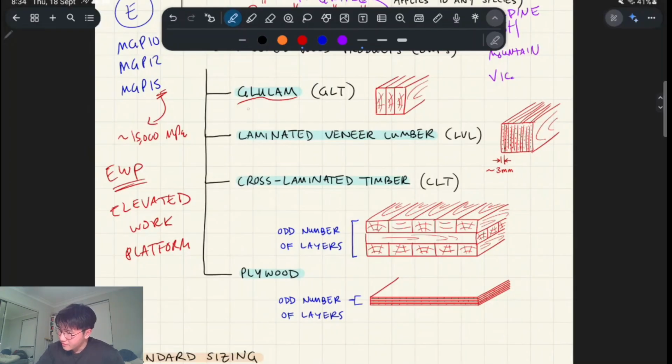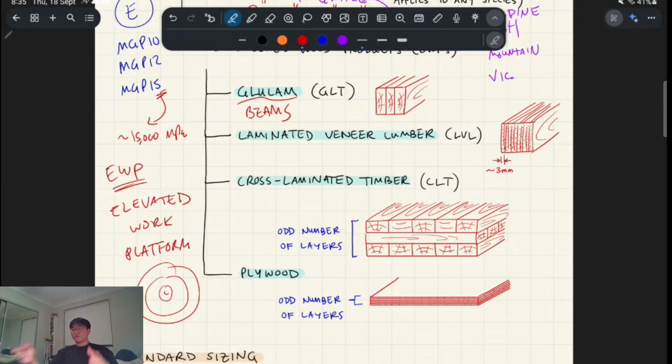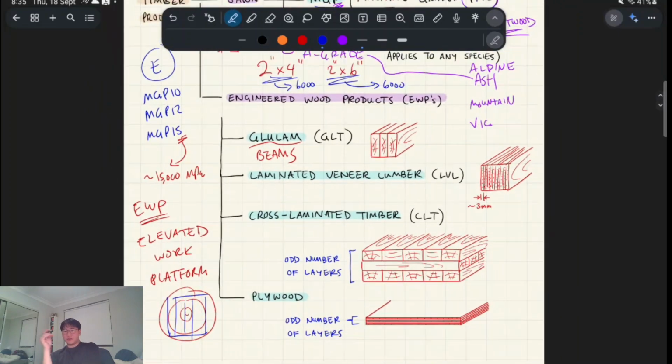Generally, they're used for beams. So when you have a tree, and say that's your tree trunk, essentially you're limited by how big this cross section of tree is. It's very hard to create large cross sections unless you engineer your own cross section by gluing multiple pieces of wood together. So you can stack up, say, 7 or 9 layers of planks, and you can get to pretty large member sizes.